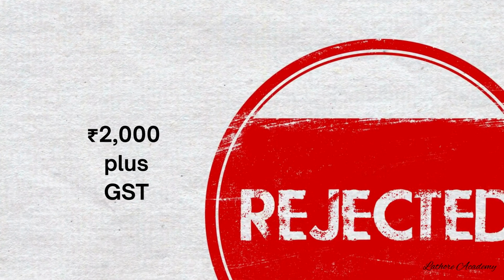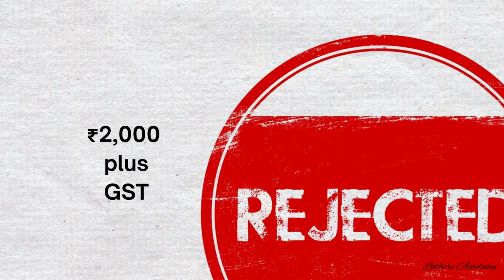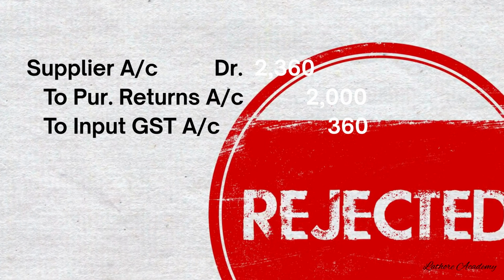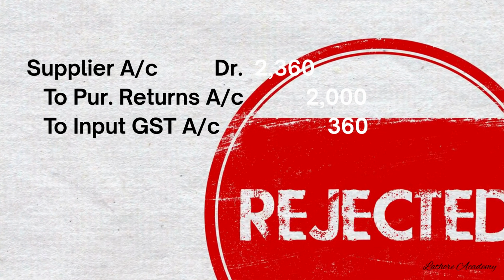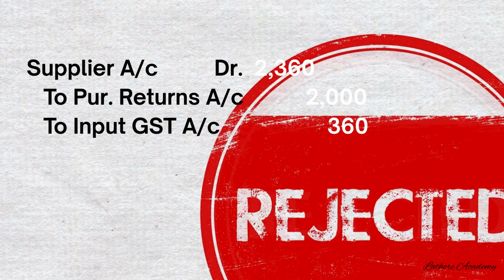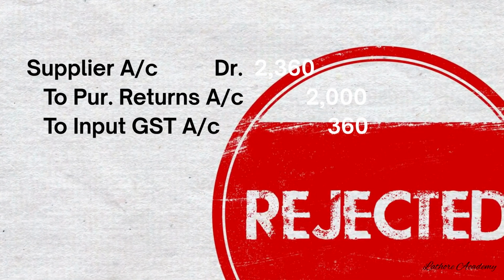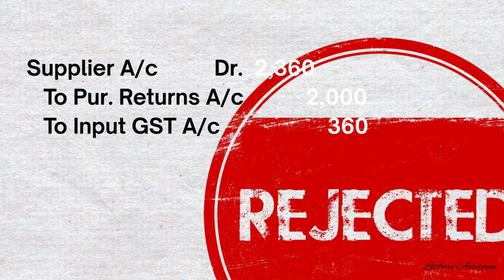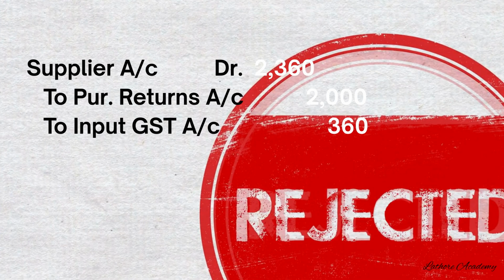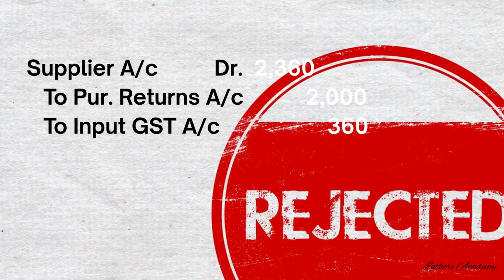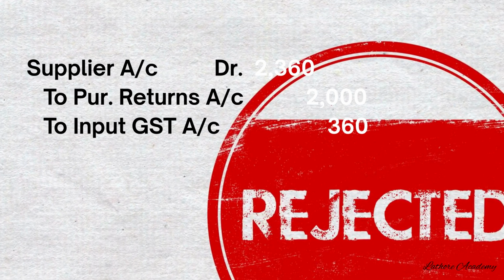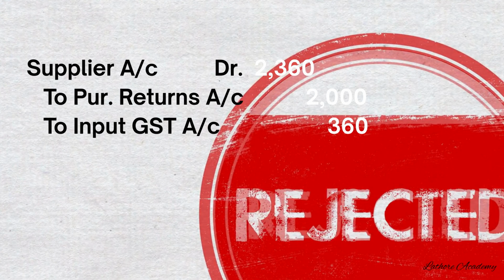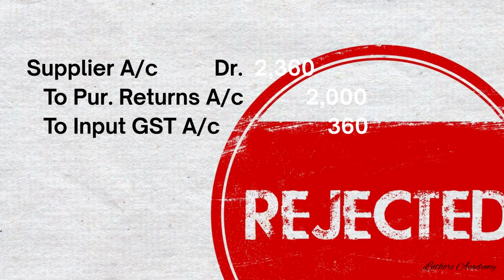So the cafe shop is returning the goods for 2,000 rupees plus GST, obviously. So now the supplier account has to be debited 2,360 rupees, to purchase returns account 2,000 rupees, to input GST account 360 rupees. Students, please remember that when you have purchased goods and you have availed the input tax credit by debiting it, and when you are returning back those goods, then you have to reverse the input tax credit, isn't it? So earlier you debited, now you have to credit because you are not using it for the purpose of business now, because you are returning it back to a supplier.